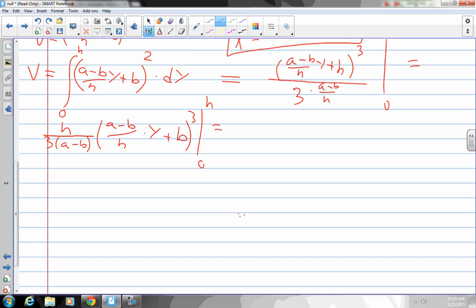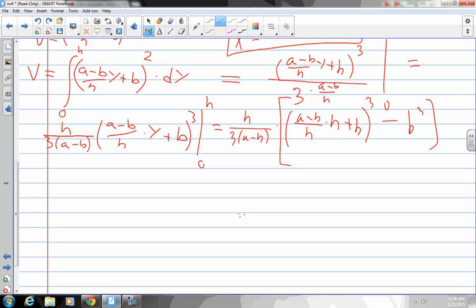Are you okay with how I integrated that? I needed a 3 because of the 3, and then I needed the slope, so it cancels the slope if I take a derivative. So when you plug in the h, you'll get h over 3a minus b times a minus b over h times h plus b cubed, minus, we'll just keep that constant on the outside, minus, when you plug in a 0, you'll just get what? B cubed.